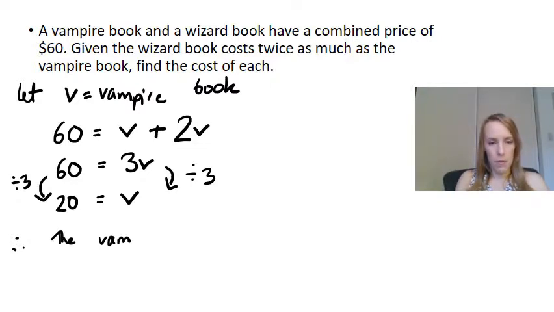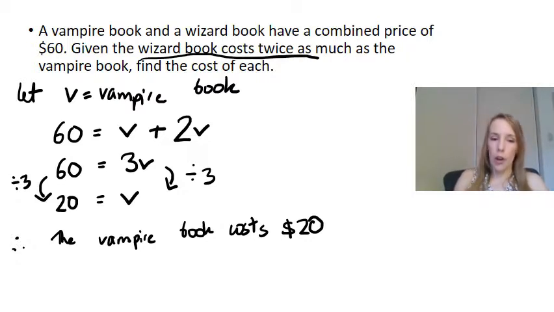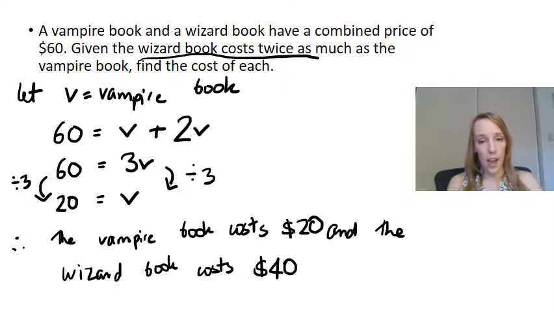So therefore, the vampire book costs $20. And in our original question, we know that the wizard book costs twice as much. So the wizard book costs, well, 20 times 2 is $40. And that would be our answer there. Again, you can substitute that back in and check you're correct. 40 plus 20 equals 60. Yes, correct. Good. We know we've done the right thing there.